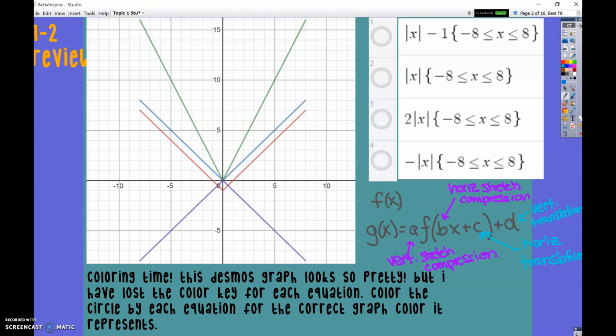Use those notes and this graph and the choices up here to help fill in the correct colored circle from Desmos with the correct colored graph.